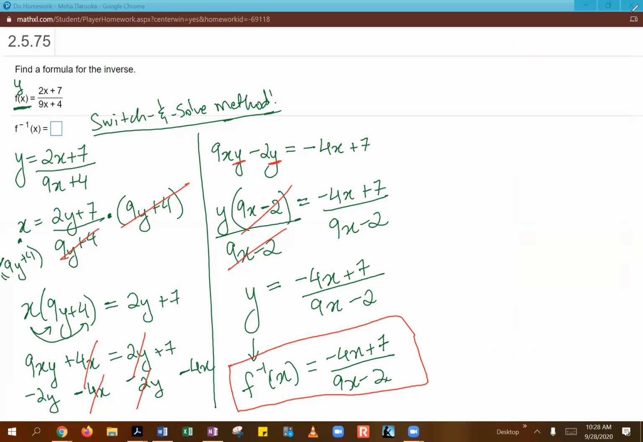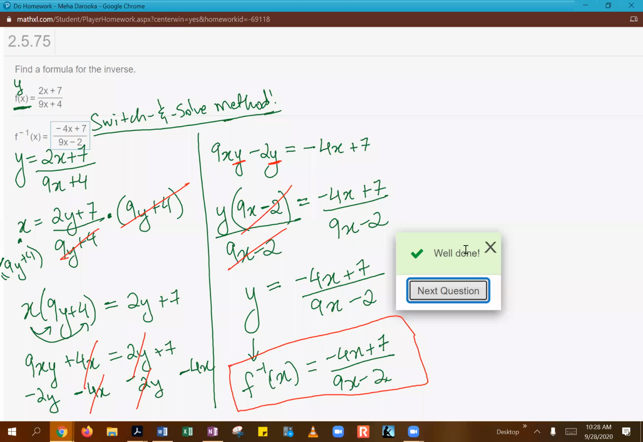Alrighty, so once you isolate the y, then you're basically just replacing it with the inverse notation and you are done. So let's type this in. Negative 4x plus 7 is our numerator. And then we're dividing that by 9x minus 2. And let's check that answer.